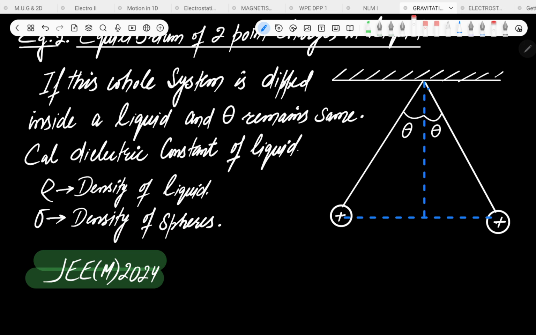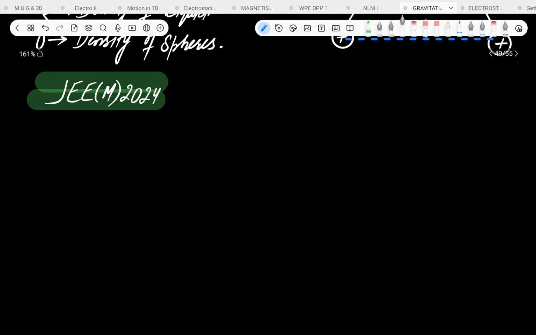This question has been asked 4 times so far, 3 times in JEE Mains and once in JEE Advanced, and it is a very important example. In this concept, electrostatics, Newton's laws of motion and fluid mechanics will be applied. Let's try to crack this problem. First, let's place this system in vacuum. So here I am going to write: in vacuum.